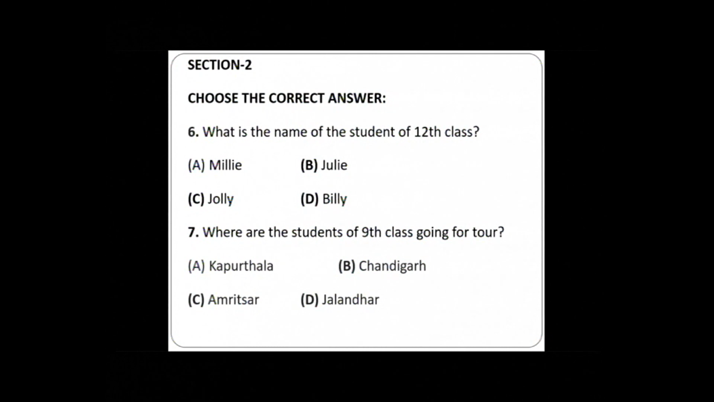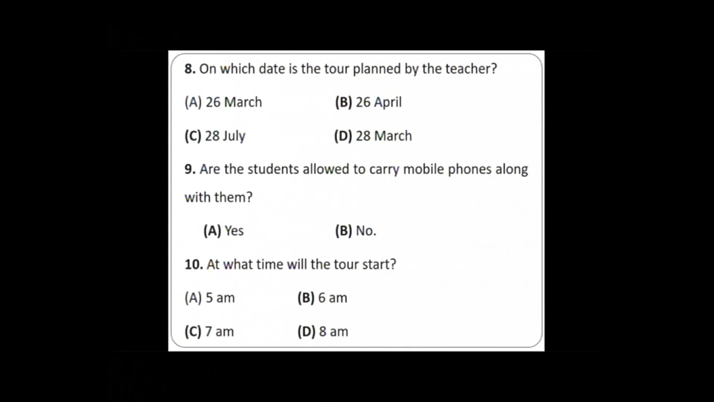Why? Why, sir? It's only for the students of 9th class. We are going to arrange another tour for 12th class shortly. You can join that one. Okay, sir. Where are we going? We are going to Amritsar to visit Shri Harimandir Sahib, Durgyana Mandir, Jallianwala Bagh and Wagah border. When are we going, sir? We are going on 28th of March. Okay, sir. I'm so excited. We'll have a lot of fun there.